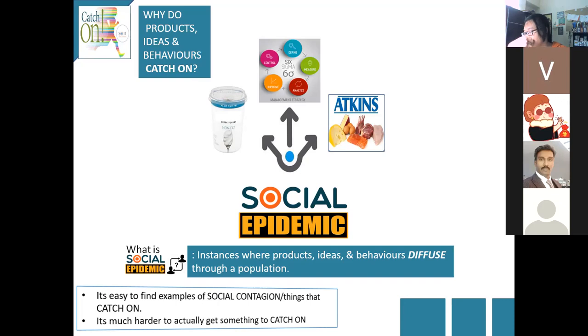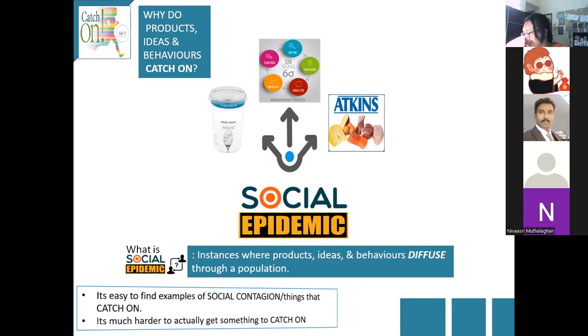Now, as mentioned before, it's easy to find examples of things that are going viral. It's very much harder to actually get something to go viral. I'm pretty sure everybody will agree to this. So the very important point to understand then is, why is it that some particular products, some particular ideas, and some particular behaviors succeed in going viral while others do not? That's question number one that we need to start thinking about.